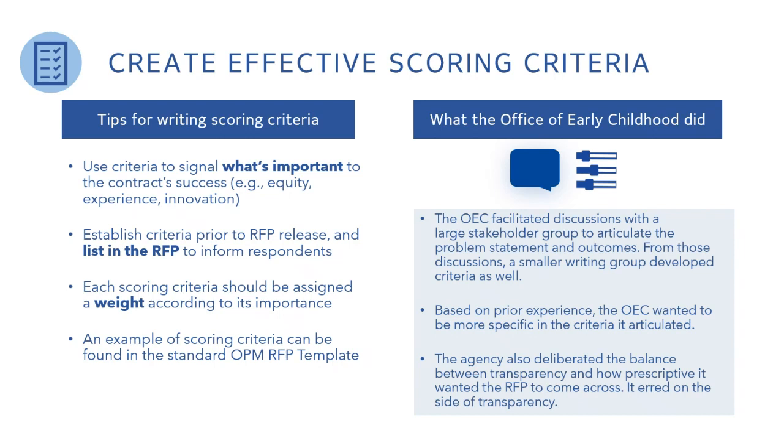If you want to see more examples of scoring criteria, you can find some in the OPM RFP template. There's an RFP template for both POS and for PSA procurements, and that's available on OPM's website. We'll send that link out after the training along with some of the other materials that we're talking about today.